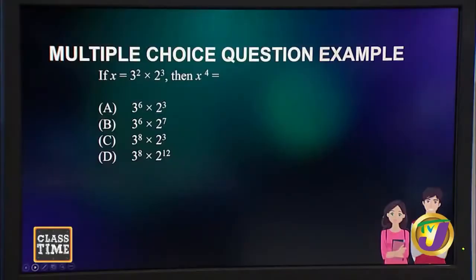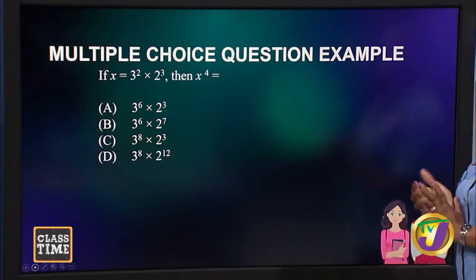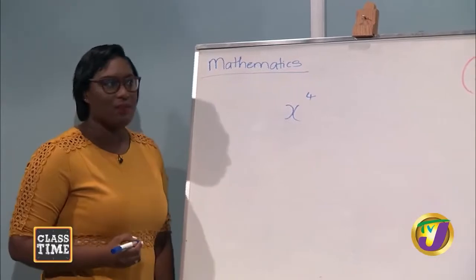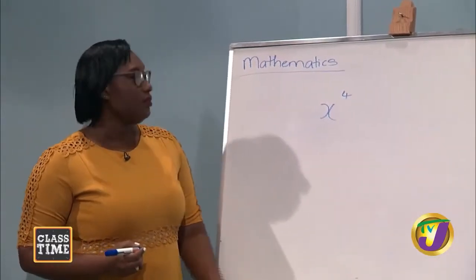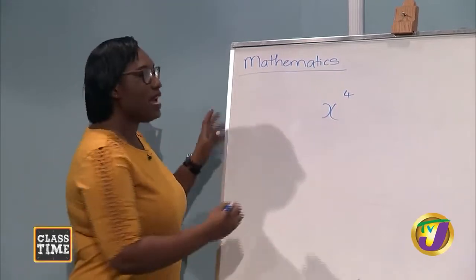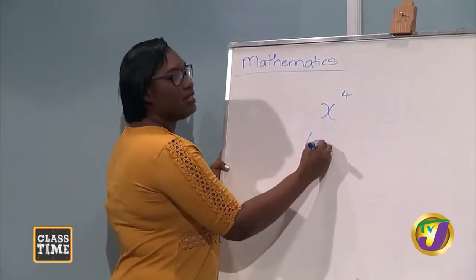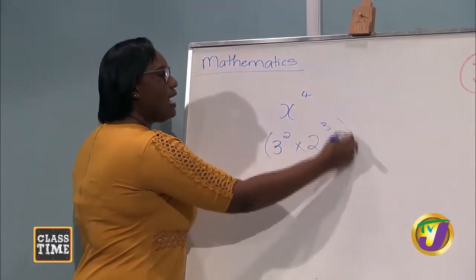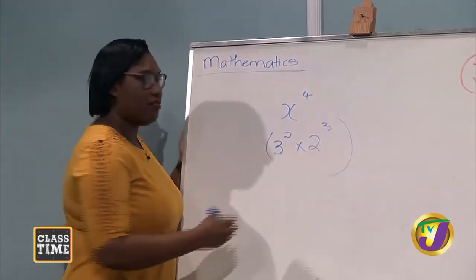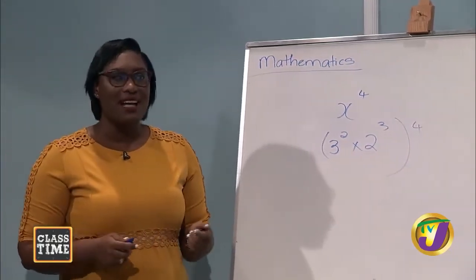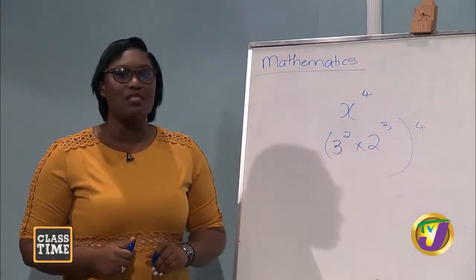So now I'm going back to the board. We want to find out the value of x to the 4th power. Now we know the value for x, so we have to substitute. We know that x is actually 3 squared multiplied by 2 cubed, and this is all raised to the 4th power. So we're back to talking about laws of indices.